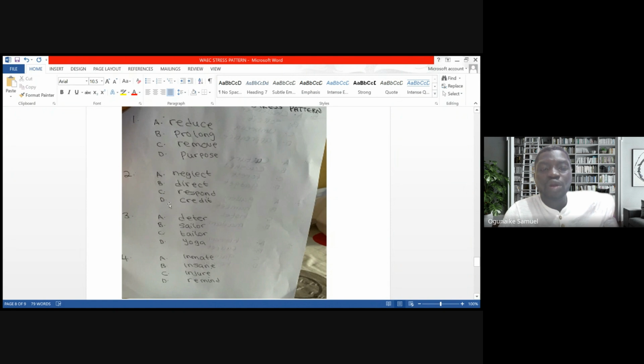Now, like this number 2, credit: "cre" is stressed here. Respond: "spond" is stressed here. Neglect. Direct: "rect" is stressed here. So the answer is "credit". It has the stress on the "cre". Every other one is stressed on the second syllable.